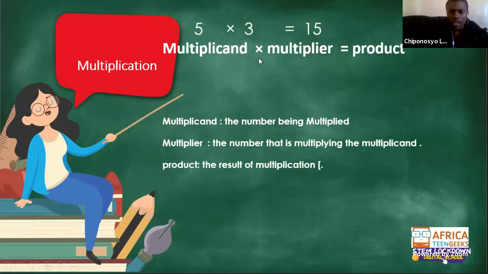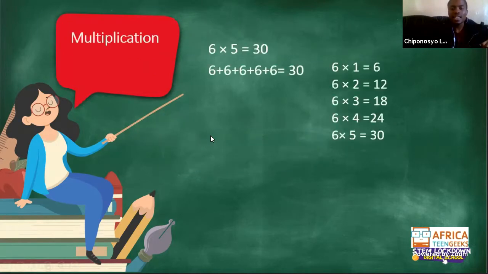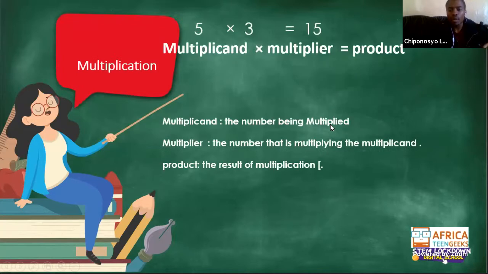So in multiplication, you have three things. You've got the multiplicand, the multiplier, and the product. Product is the result of multiplication. So the answer is our product. Then the multiplicand is the number being multiplied. The multiplier is the number that is multiplying the multiplicand.